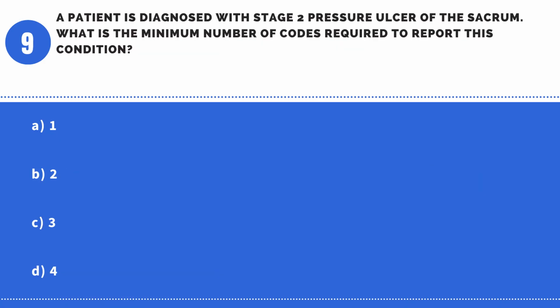Question 9. A patient is diagnosed with stage 2 pressure ulcer of the sacrum. What is the minimum number of codes required to report this condition? A. 1. B. 2. C. 3. D. 4.